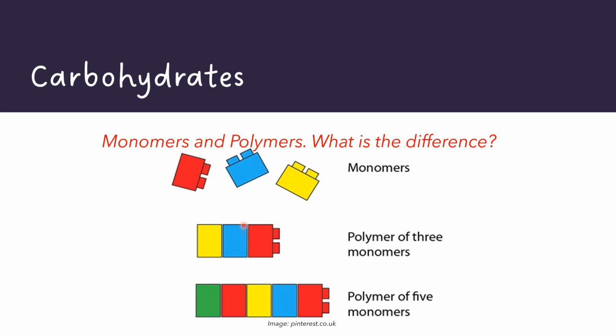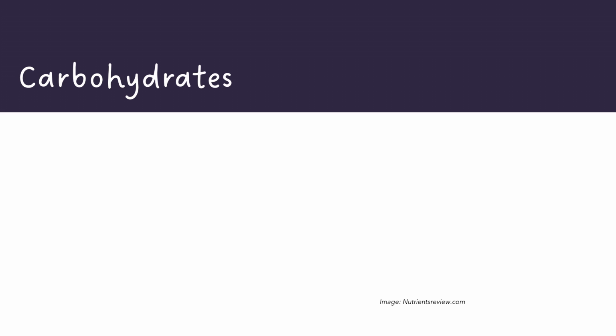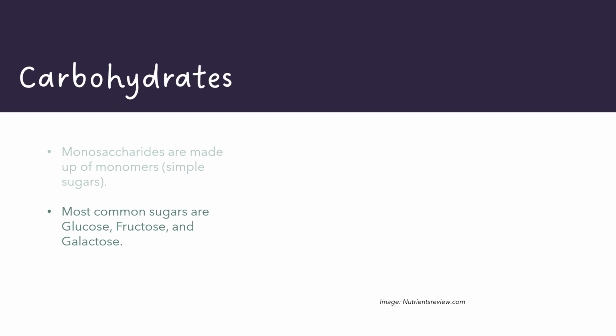Polymers are always three or more. They can go on for thousands. These monomers are like building blocks. They are replicated repeatedly to make the polymers. The monomers found in carbohydrates are monosaccharides, which are simple sugars. The most common simple sugars are glucose, fructose, and galactose.